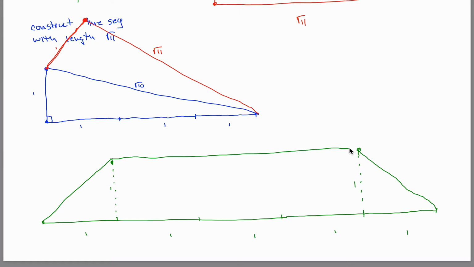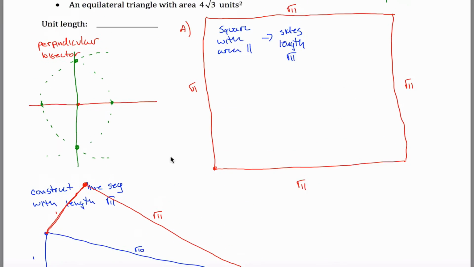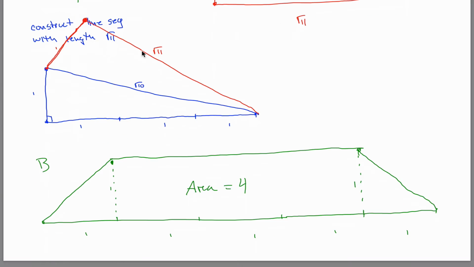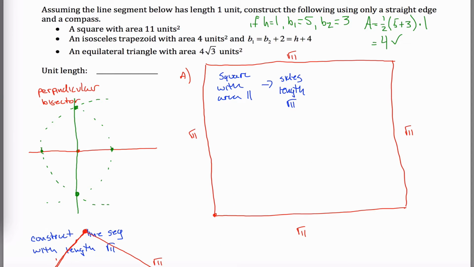So really the only skill that I needed was this perpendicular bisector, which I showed that I already have. This would end up being 3. This area would be equal to 4. This is part B here. And then finally, somewhere, part C, I guess this should be in blue maybe.